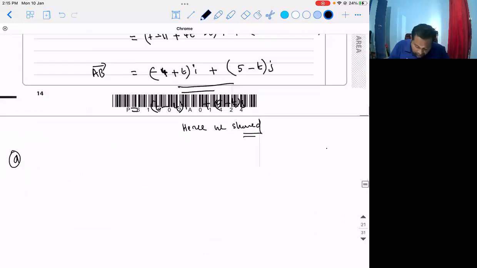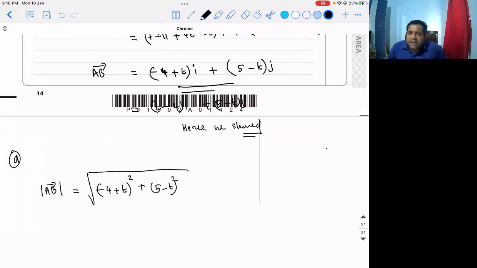First of all, we calculate the modulus of AB. We have the equation for AB, and we need to find the minimum value of its modulus. So it is the square root of (-4 + t) whole squared plus (5 - t) whole squared.